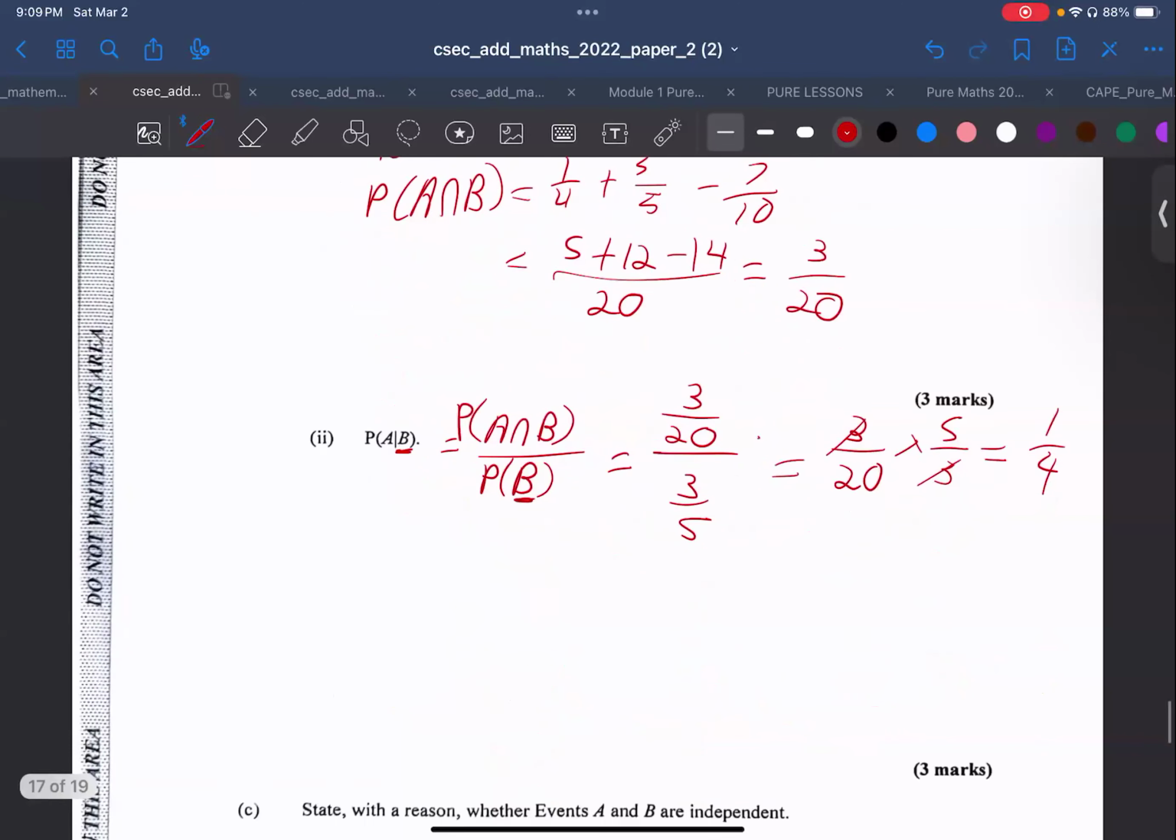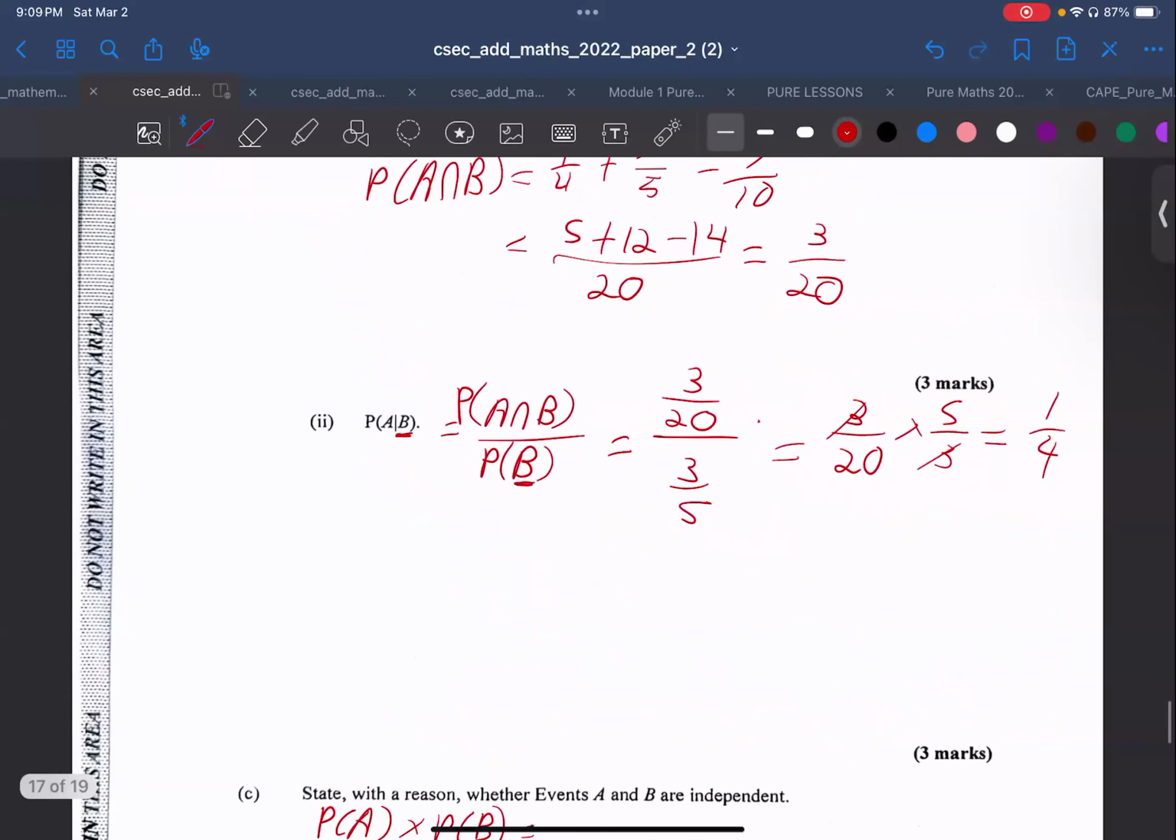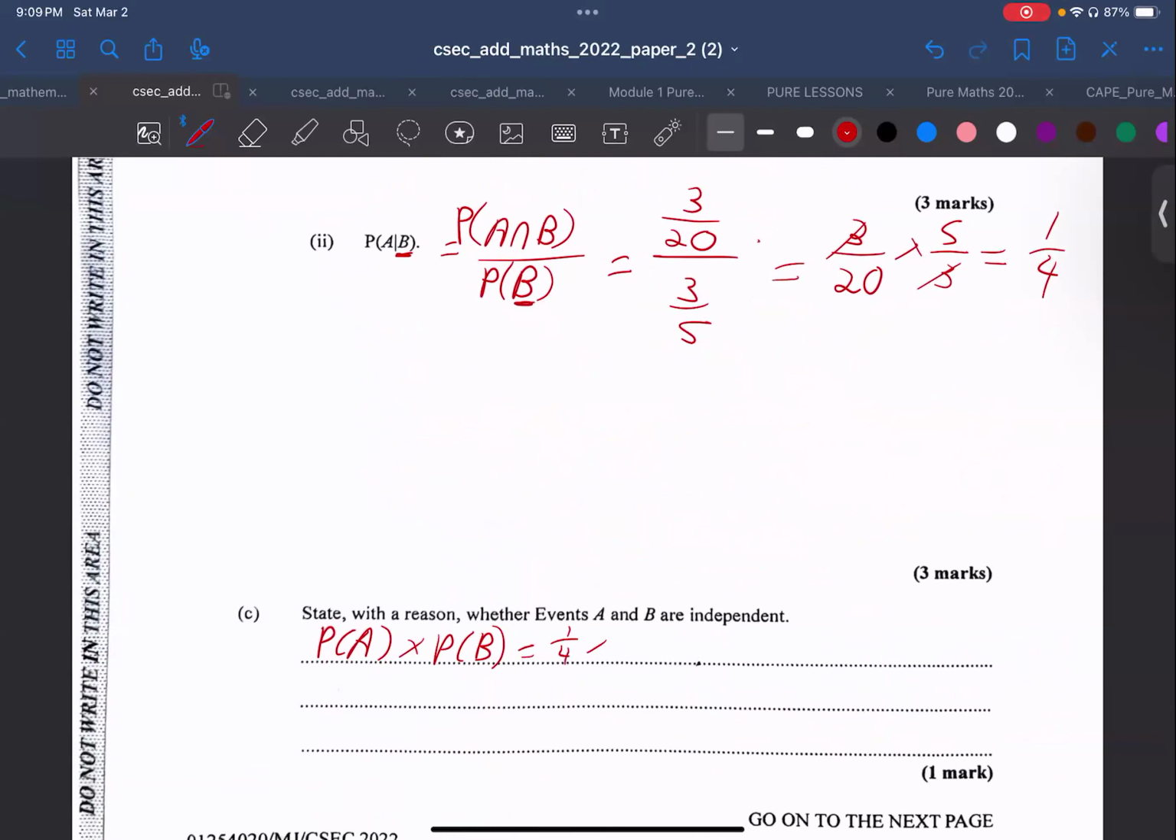And are they independent? Let's test and see. So probability of A times the probability of B is 1/4 by 3/5, which is 3/20. And yes, that is the probability of A intersect B. Therefore, they are independent.